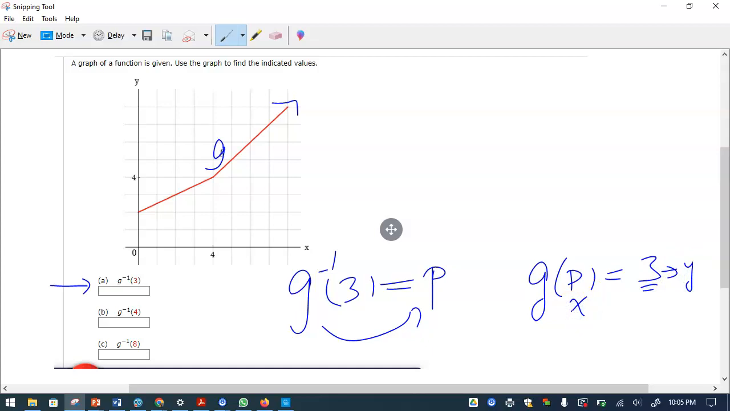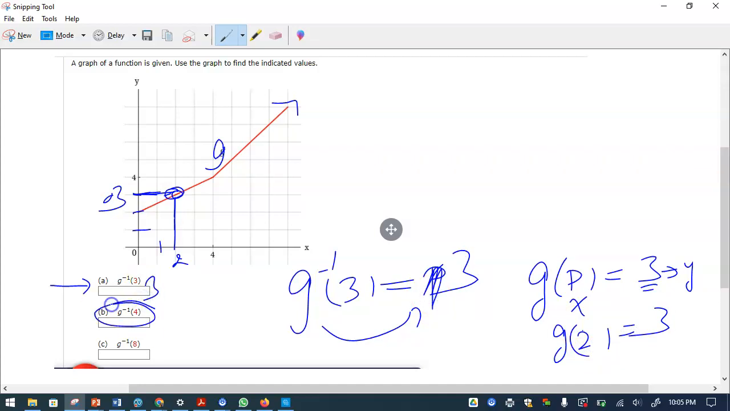So 3 will be, if this is 1, 2, and 3, that's the 3. So then you just go all the way, right? Touch, you can see this, that's the point, and then go all the way down, and that is 2. That means g of 2 is 3. That means g inverse of 3 is 2, and you're done. So this is the answer.